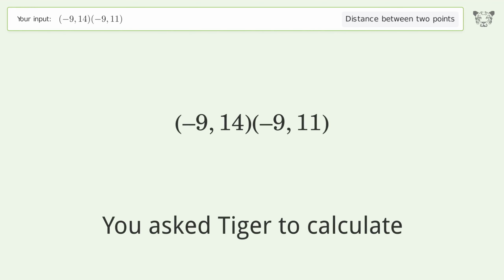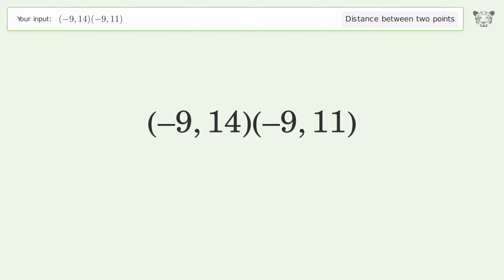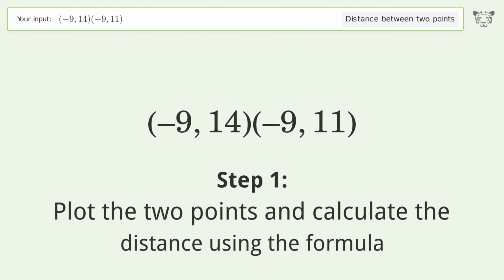You ask Tiger to calculate. This deals with the distance between 2 points. The distance between the 2 points is the square root of 9 or 3. Let's solve it step by step. Plot the 2 points and calculate the distance using the formula.